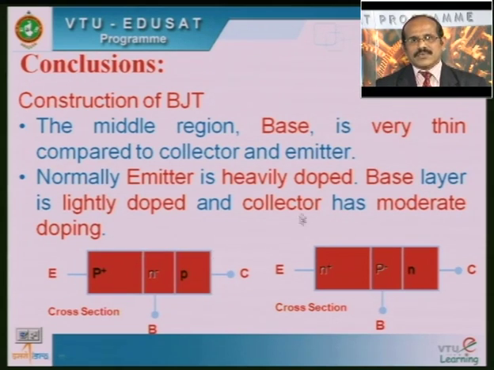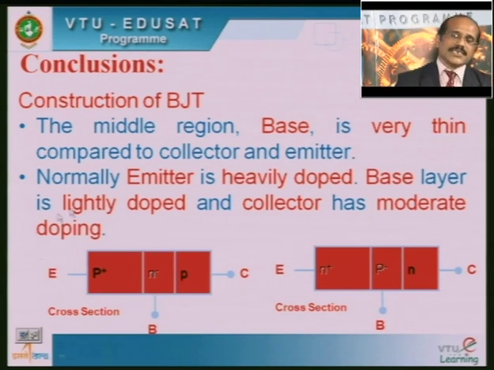And also we have seen there are two types of transistor, one is the PNP, another is called NPN. And as shown in the figure, the transistor has three terminals: one is the emitter, another is the base, and the third is the collector.